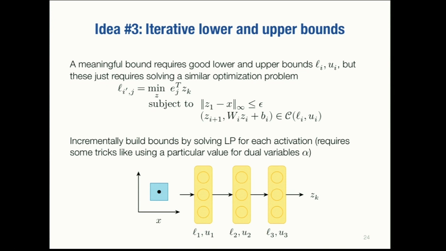Okay. Yeah? E_j is the unit basis, so it has a 1 in coordinate j and 0s everywhere else. Yeah, thank you for that. So you're basically trying to make that one unit as small as possible or as big as possible. That is exactly what the lower and upper bounds are.